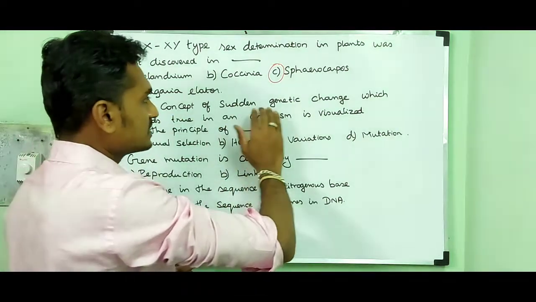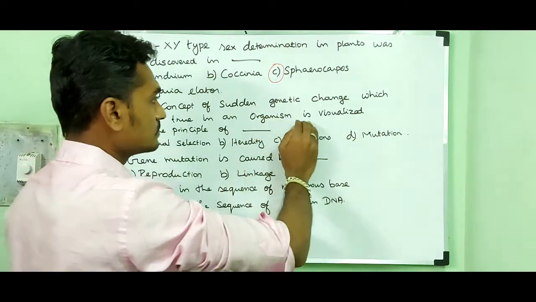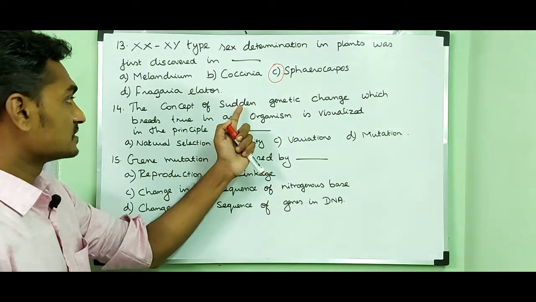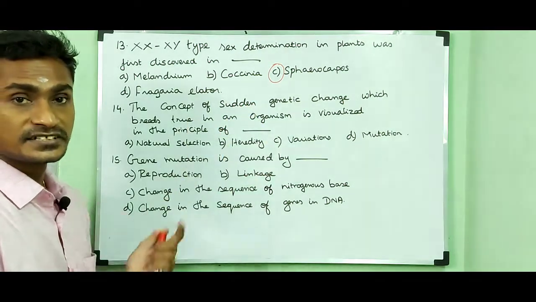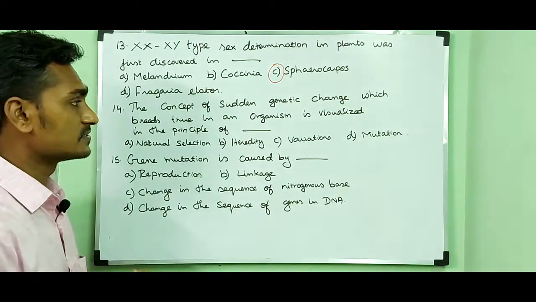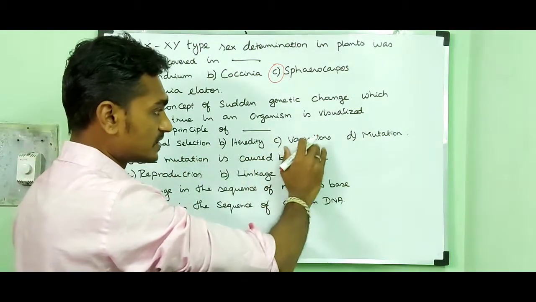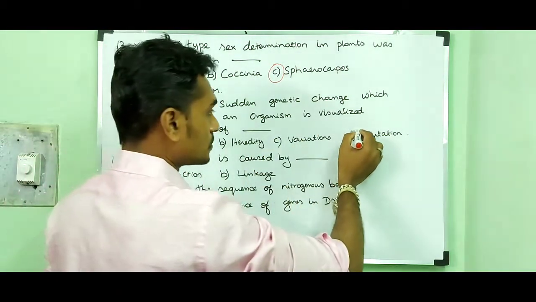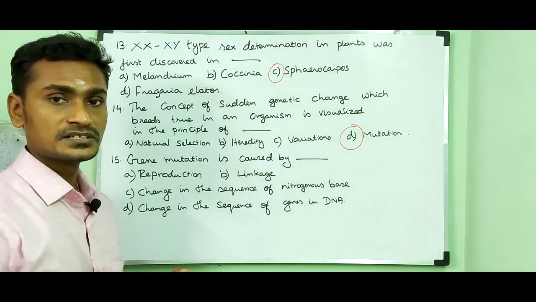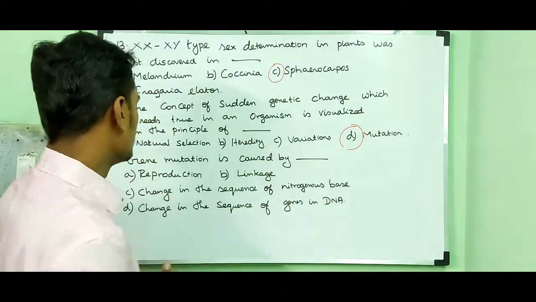The concept of sudden genetic change which breeds true in an organism is visualized in the principle of dash, a sudden change which occurs in genetic material. So it shows changes in the organism's character. Option A, natural selection. Option B, heredity. Option C, variation. Option D, mutation. So option D is the right answer. Mutation is otherwise called a sudden heritable change that occurs in the genetic material.